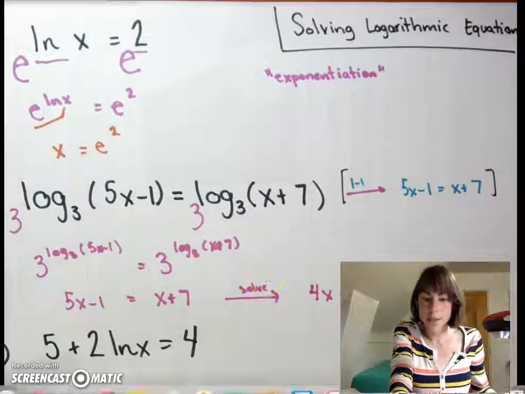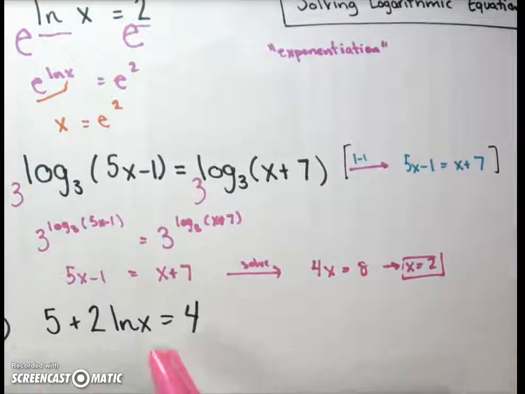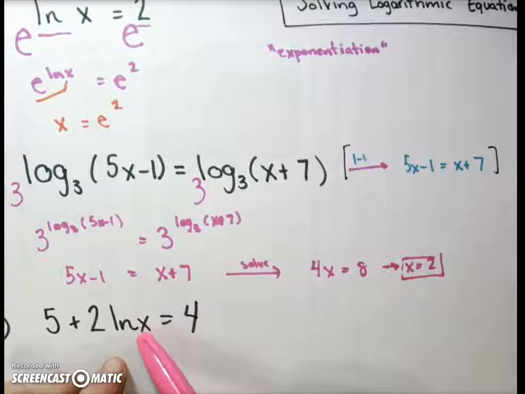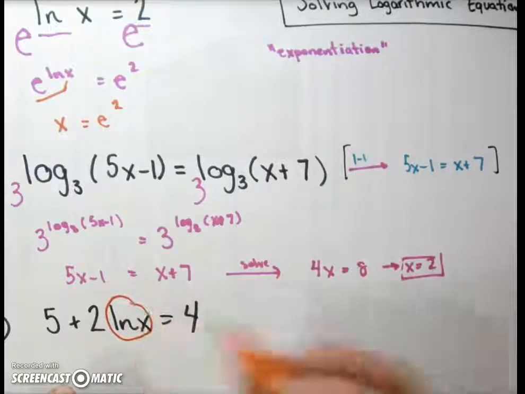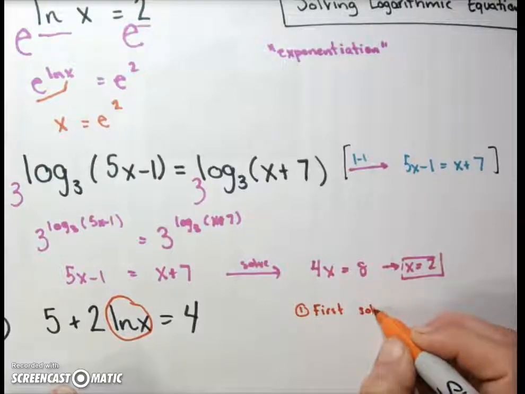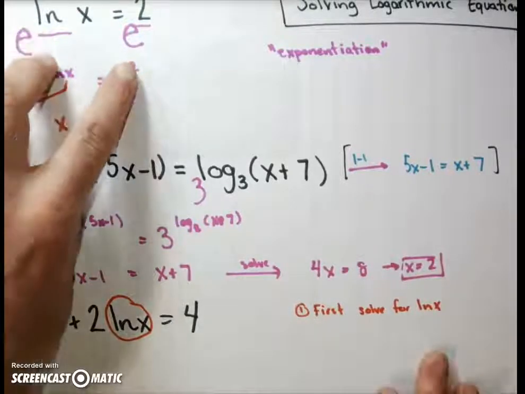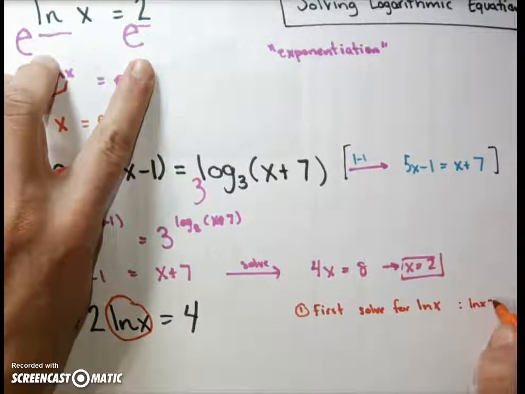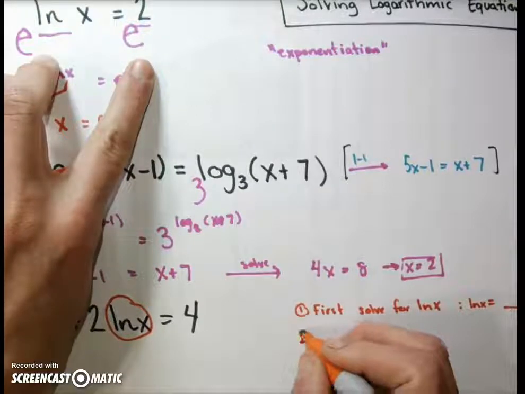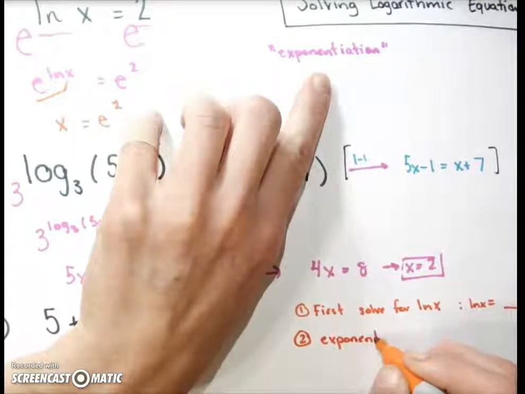Okay, so let's do a slightly more complicated example now. I'm trying to solve for x, but there's all this extra junk. And so what I want to do is first solve for ln x. So that will give me an equation like this one. I'll have ln of x equals blah. And then second, I'll exponentiate. So I'll e both sides.